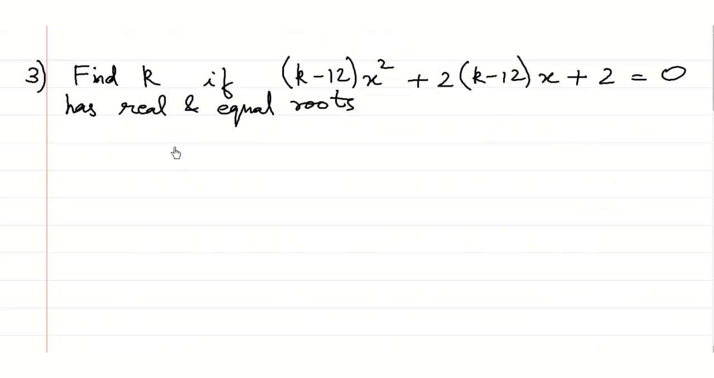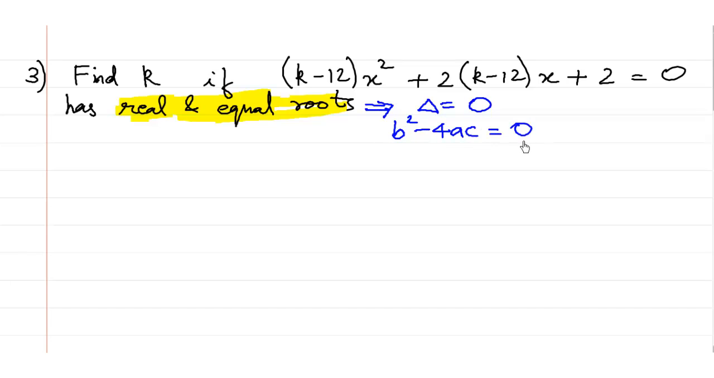Now let's have a look at the next sum. Find the value of k if (k minus 12)x square plus 2(k minus 12)x plus 2 is equal to 0 has real and equal roots. So we have been told that the roots are real and equal. So we should tell ourselves that the value of delta is exactly 0. In other words, b square minus 4ac is given to be 0.